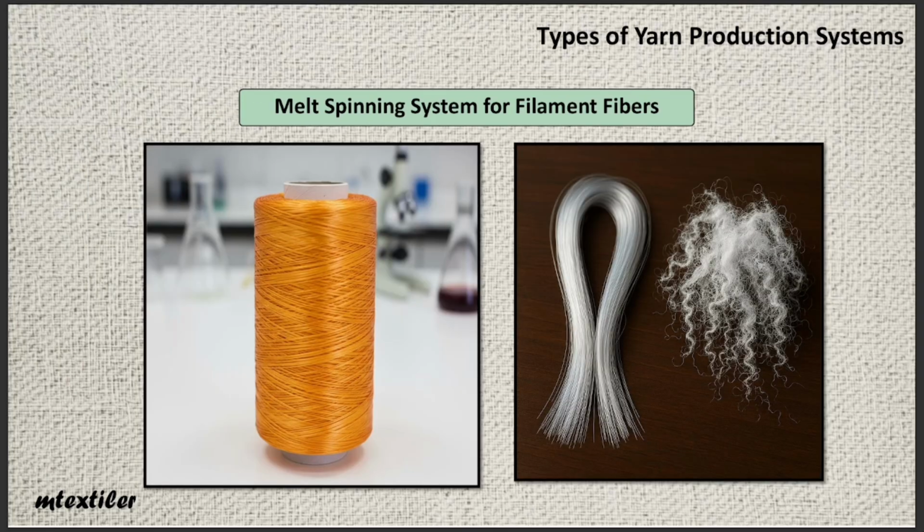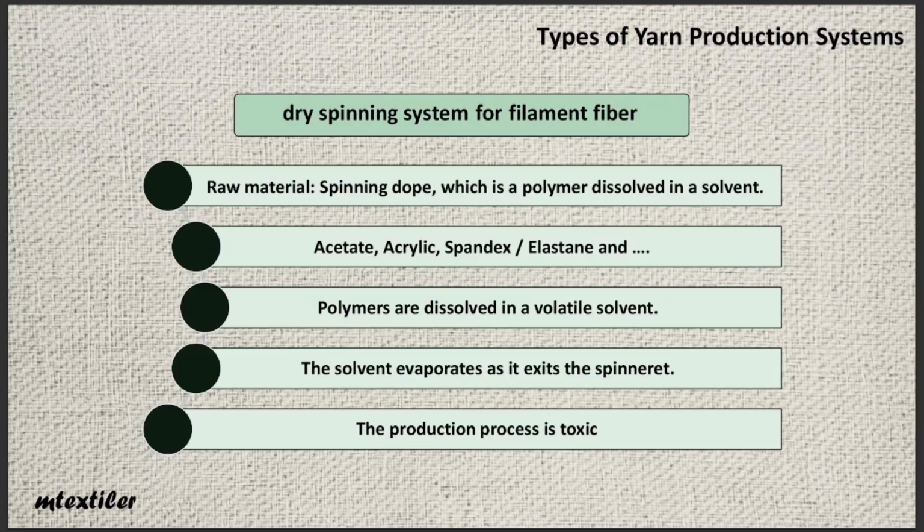In this slide, you can see filament yarn on a bobbin produced in color, as well as white wavy cut fibers and smooth cut fibers, which, after production, have been turned into this form from continuous fibers. After a general review of the fascinating world of melt spinning, we move to the next method, dry spinning, whose characteristics are as follows. Dry spinning system for filament fiber.